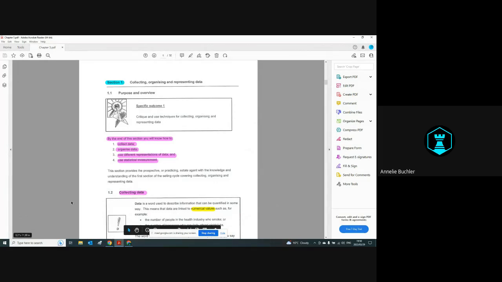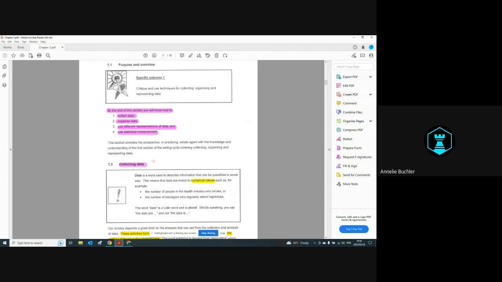This is chapter 5, and we are at section 1. The whole chapter 5 is statistics, and we're going to look at collecting, organizing, and representing data. Okay. This is just your specific outcome. By the end of this section, you will know how to collect data, organize data, use different representations of data, and use statistical measurements. Okay.